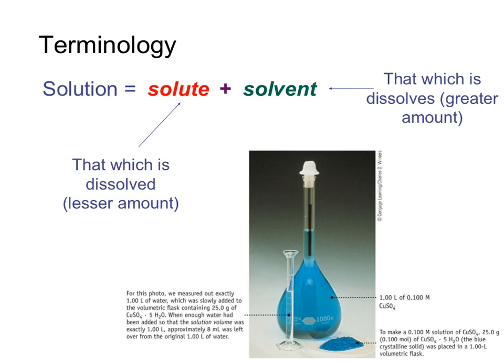In order to discuss concentration of solutions, we need to define a couple of terms. A solution is composed of a solute and a solvent. The solute is the substance which is dissolved and is present in a lesser amount. The solvent is the substance which is doing the dissolving and is present in the greater amount. Typically, in chemistry, we will be using water as our solvent.